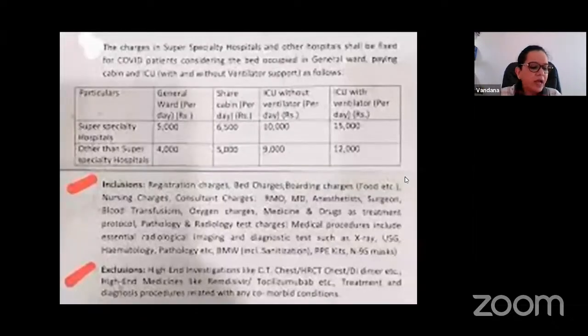As the second wave had shown us increased severity of the illness with rapid progression, and the need for specialized units and specialized care, the government had fixed the rate for private super specialty and general hospitals. It ranged from 4,000 to 15,000 for treatment of any COVID patient. This was to ensure that there was no discrepancy in charging the patients.